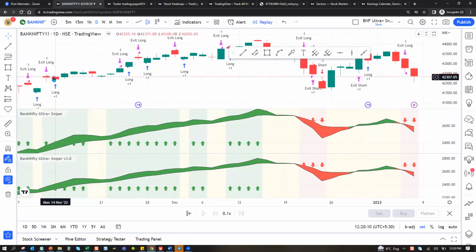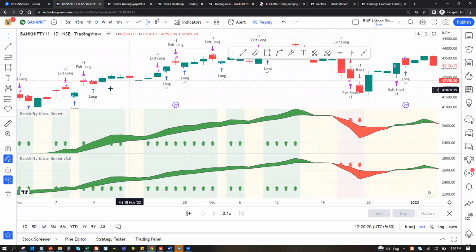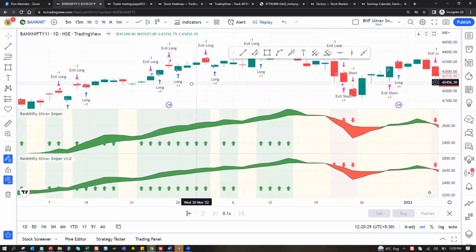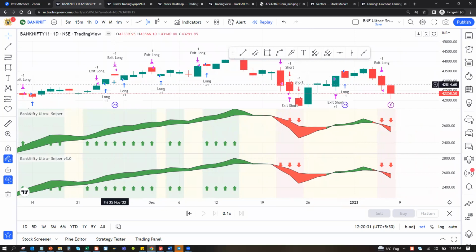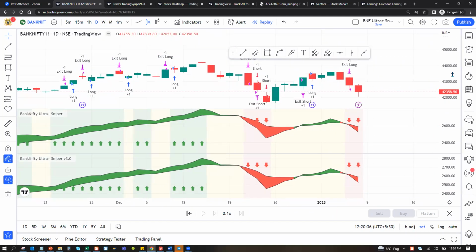And then alerts are also configured for this. For example, say we got a long trade here. You'll get an alert that the indicator has given a long trade. Then if after 5 or 7 days it asks you to exit, you need to exit. And likewise, you need to play from signal to signal. Right now, there is no signal, so you don't need to do anything. And this is how it looks.